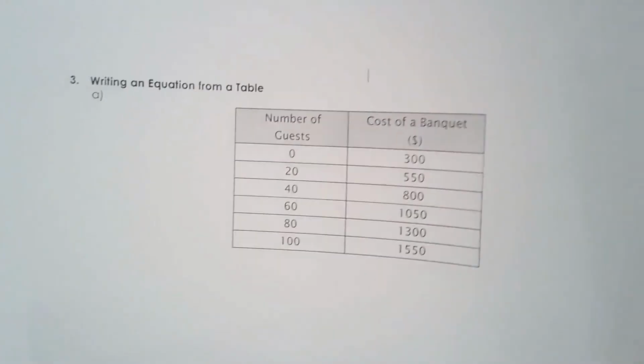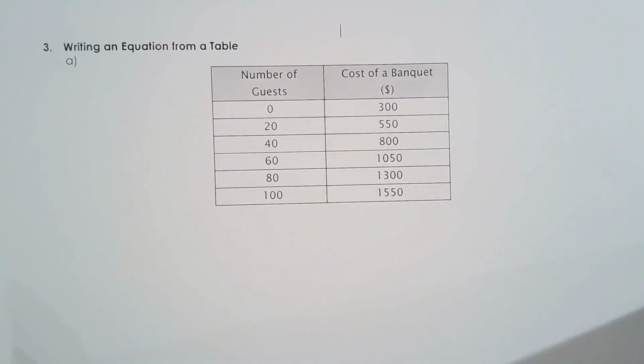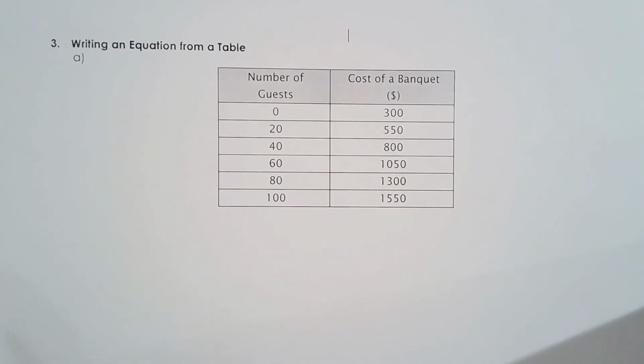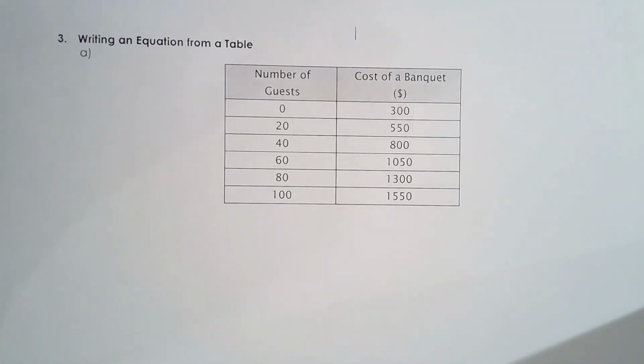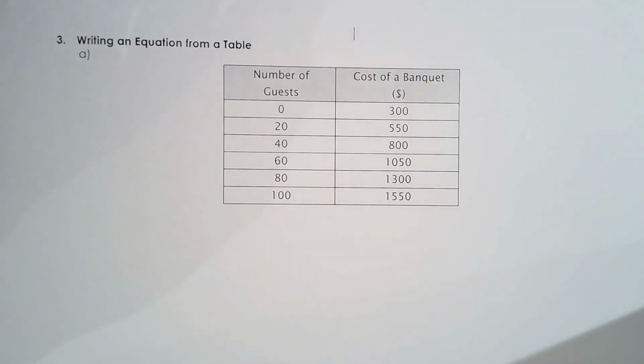Okay, so now I'm going to start you off with the table, and your goal is to write the equation. Once again, the strategy doesn't change. The strategy is to find the rate of change and find the initial value.